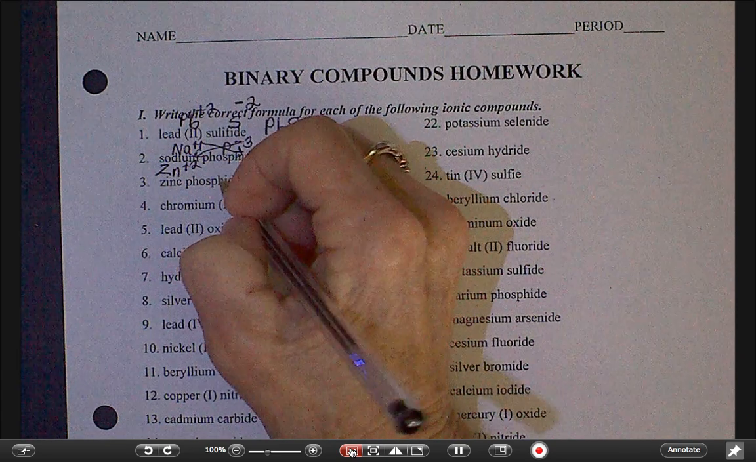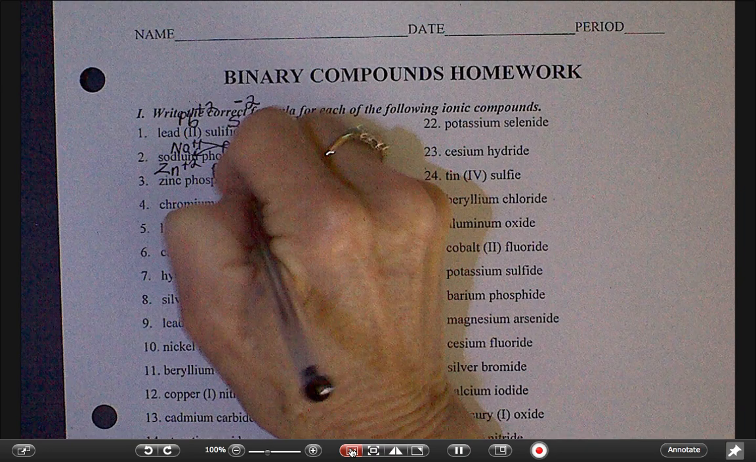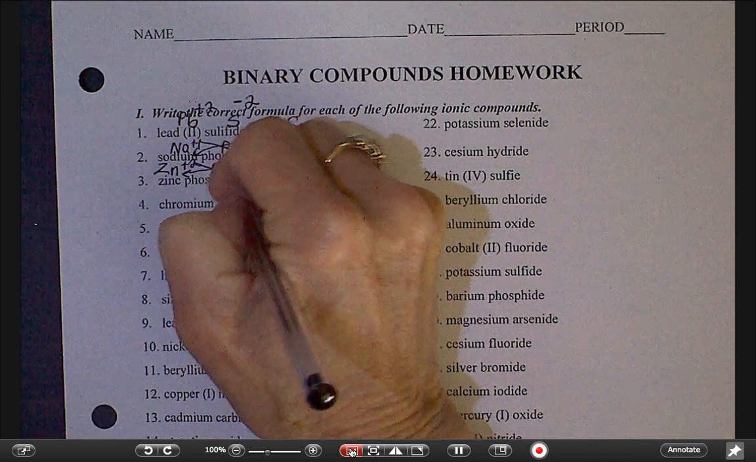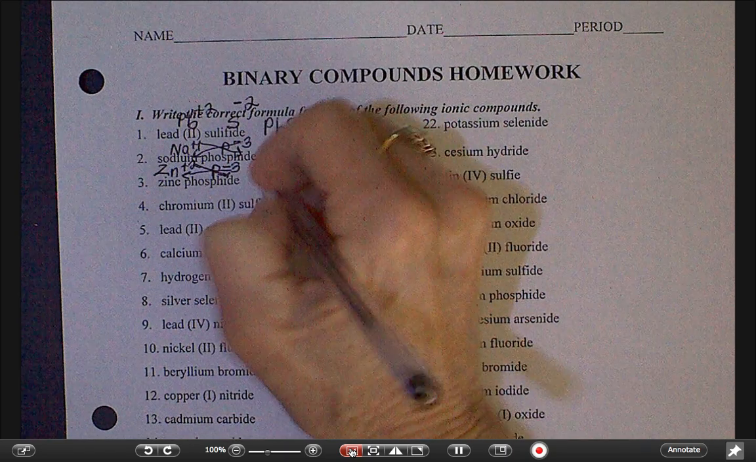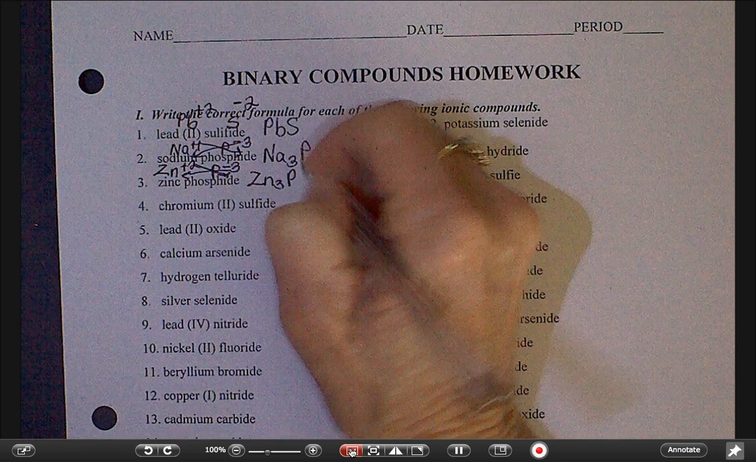Here we have phosphorus again, which is a what? Crisscross. Tells you how to write the formula. So Zn how many? P how many? 2. Okay.